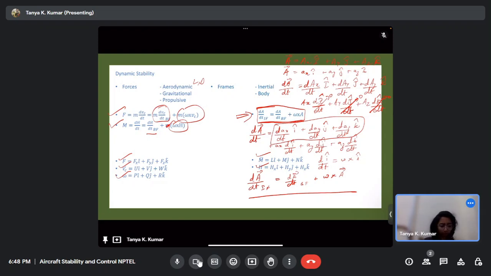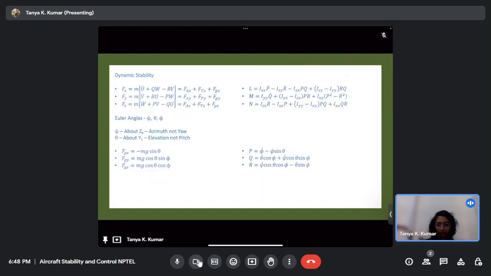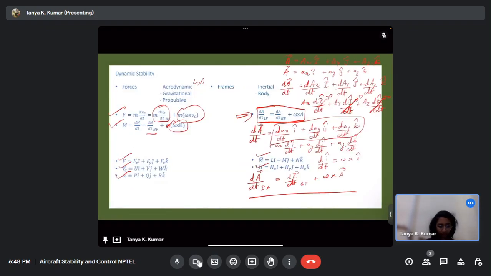Okay. Now the dynamic stability. Why aren't the slides changing? Are the slides changing for you?